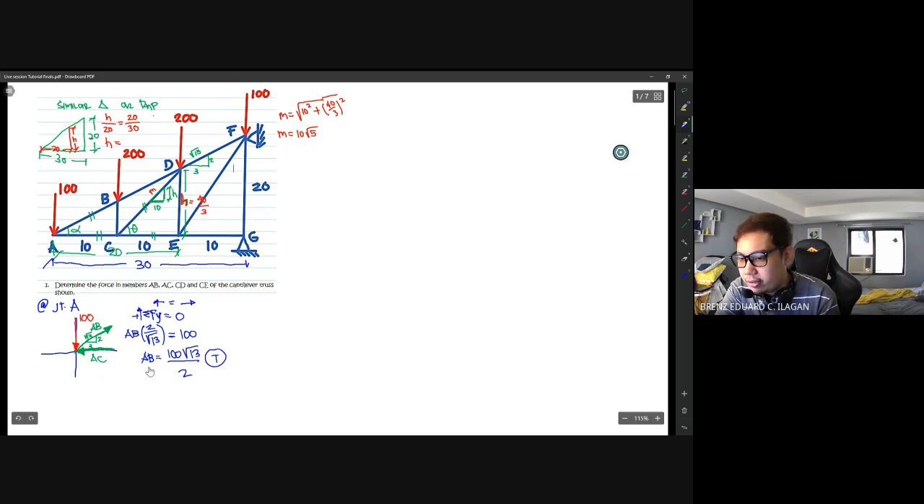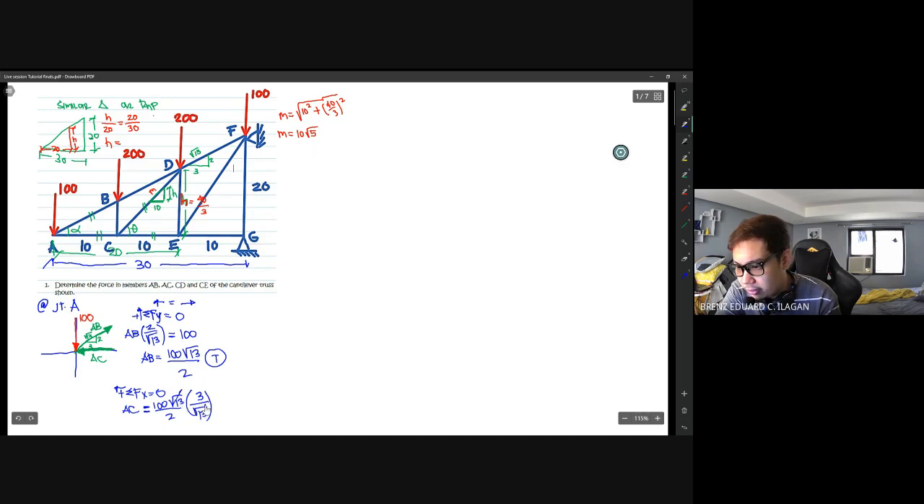Next, since meron na tayong AB, we can now solve for the value of AC using summation of forces X. So again, yung unknown, yung magko-control ng direction. So yung AC, assuming all to the left forces as positive. So we will have AC. So meron pa bang pakaliwang force? Wala na, di ba? So mangyayari, minus yung AB. So transpose ko sa kabila. So magiging positive na yan, is equals to AB, which is 100 square root ng 13 over 2, and then multiply by 3 over square root of 13. Tama ba?